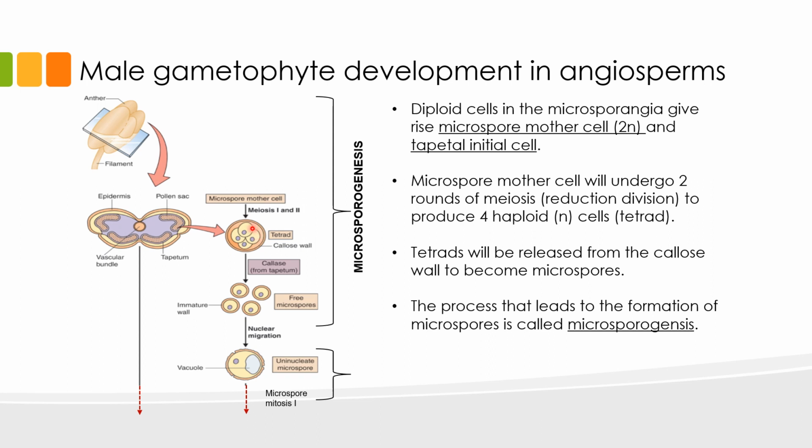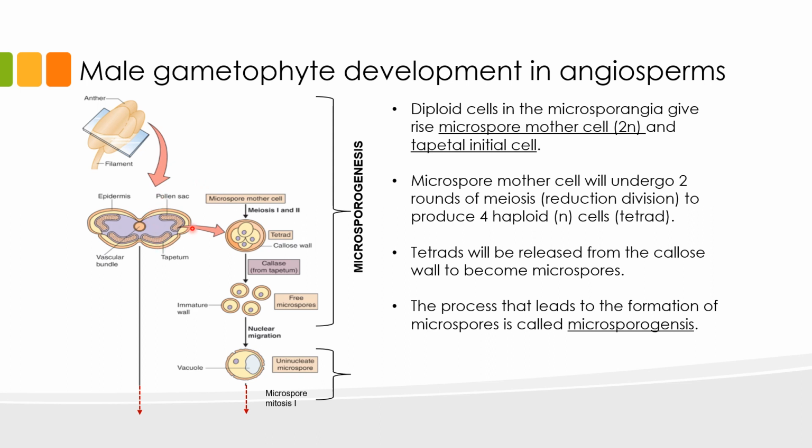Each tetrad is enclosed in a callose wall, just like what you see here, and that callose wall is made up of the polysaccharide callose, a beta-1,3 linked glucan. Now, for each of these microspores comprising the tetrad to develop into a pollen, they first need to be released from the callose wall. For this, we need the enzyme callase. Callase is an enzyme secreted by the tapetum. The tapetum is the wall lining the pollen sac.